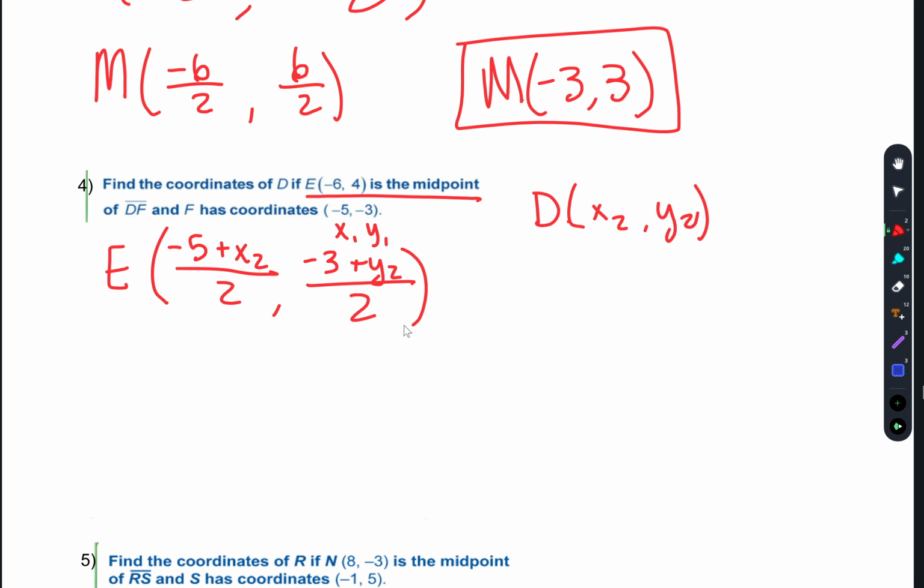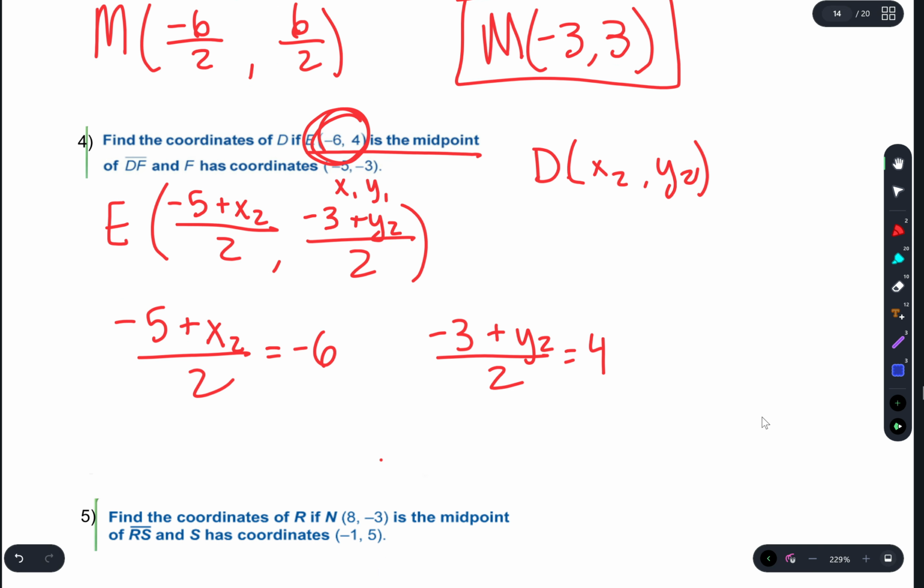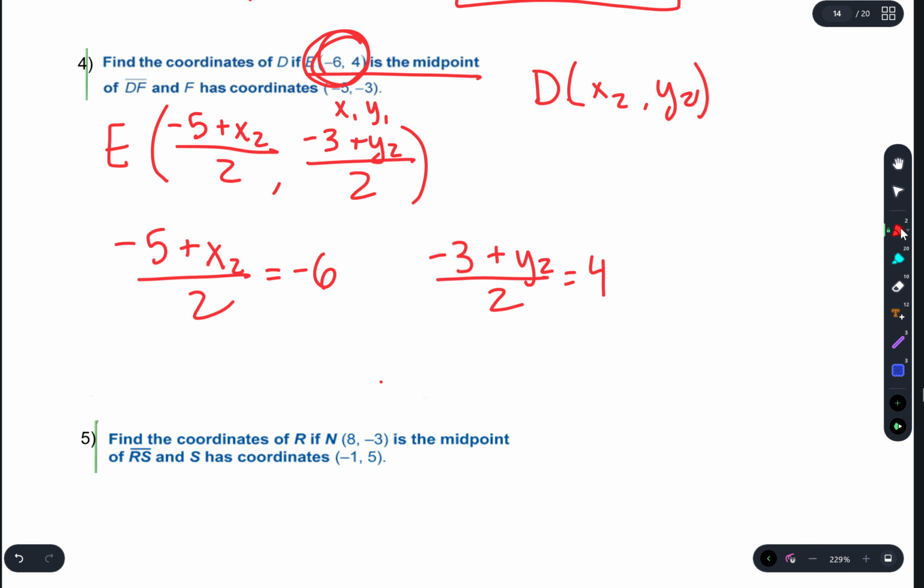And now I'm kind of set up here. But I do know what each of these pieces is supposed to equal. The X value of E is supposed to be -6. So I'm going to set that piece up equal to -6. Right? That's coming from right here. And I know that the Y value of my midpoint is supposed to be 4. Do we see where those values are coming from? Okay. So now we're just going to simplify and solve for those missing pieces.